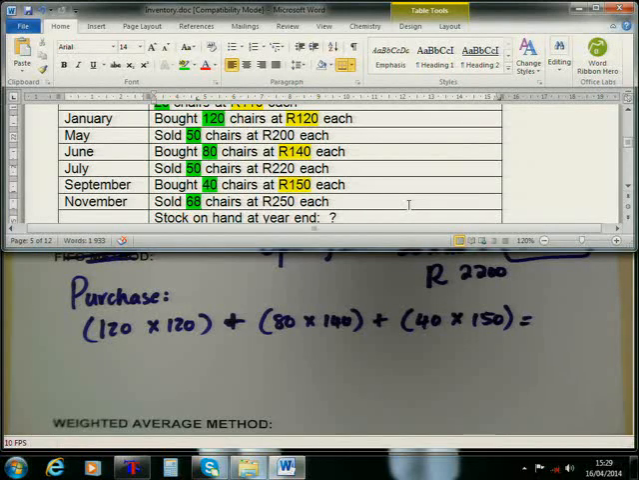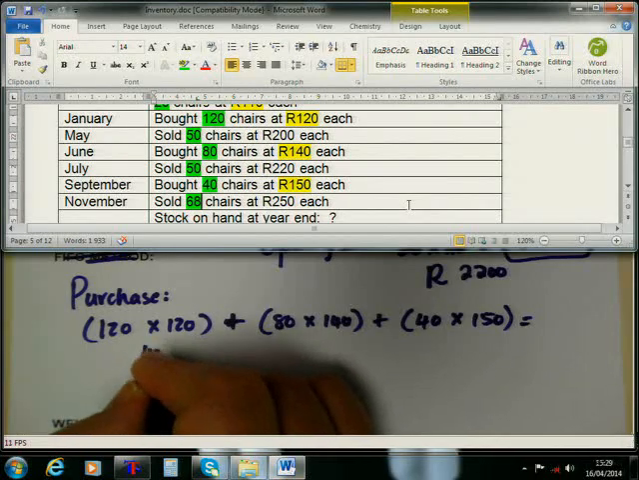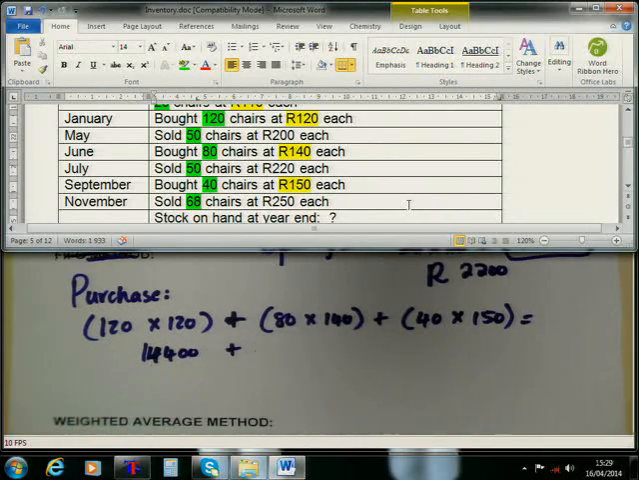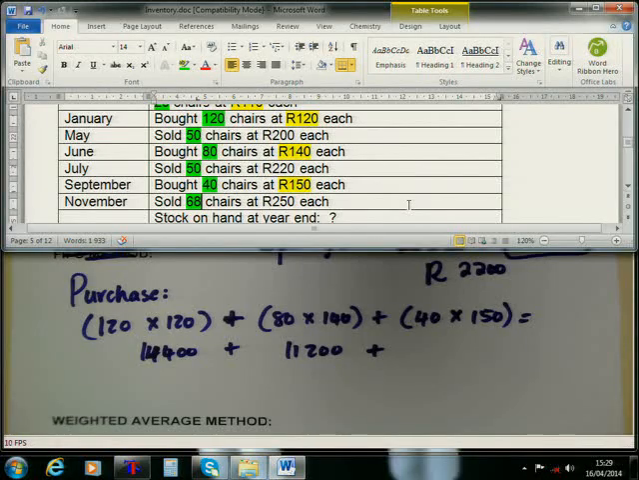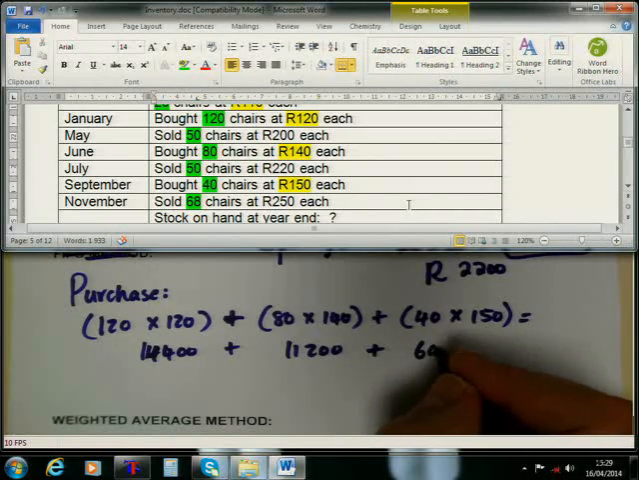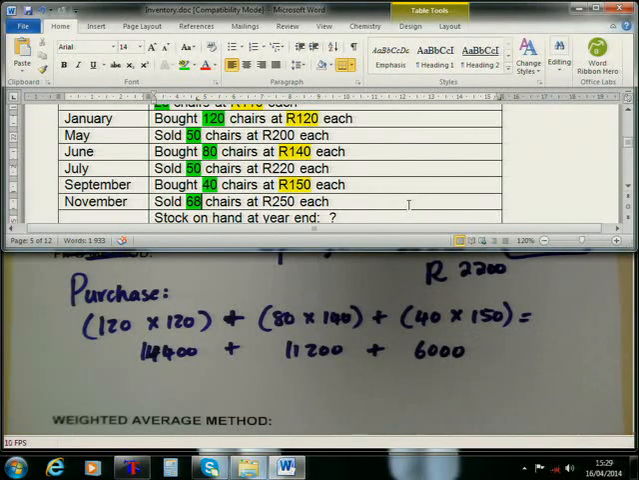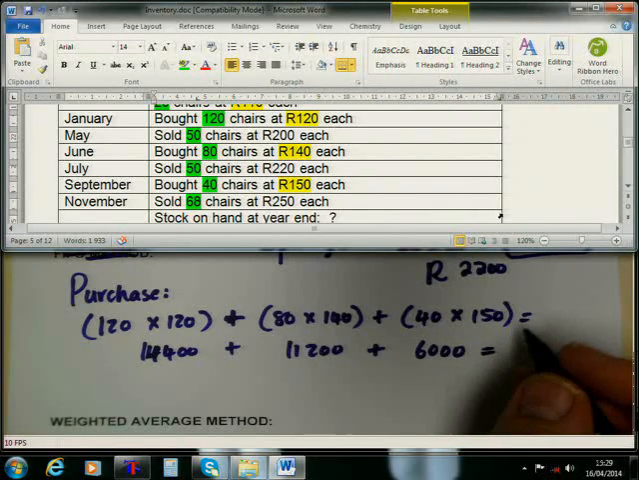120 times 120 gives us 14,400. 80 chairs times 140 rand gives us 11,200. 40 times 150 gives us 6,000 rand. 6,000 plus 11,200 plus 14,400 gives us purchases of 31,600.